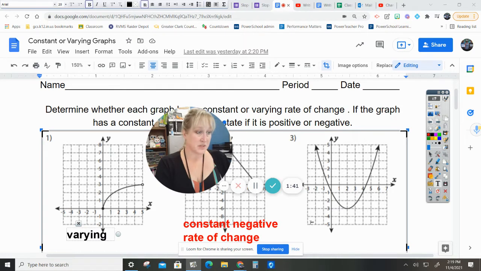This one is not constant. It's not a straight line, so it's not linear. So it is variable or varying rate of change. And I can't tell if it's positive or negative because it does both.